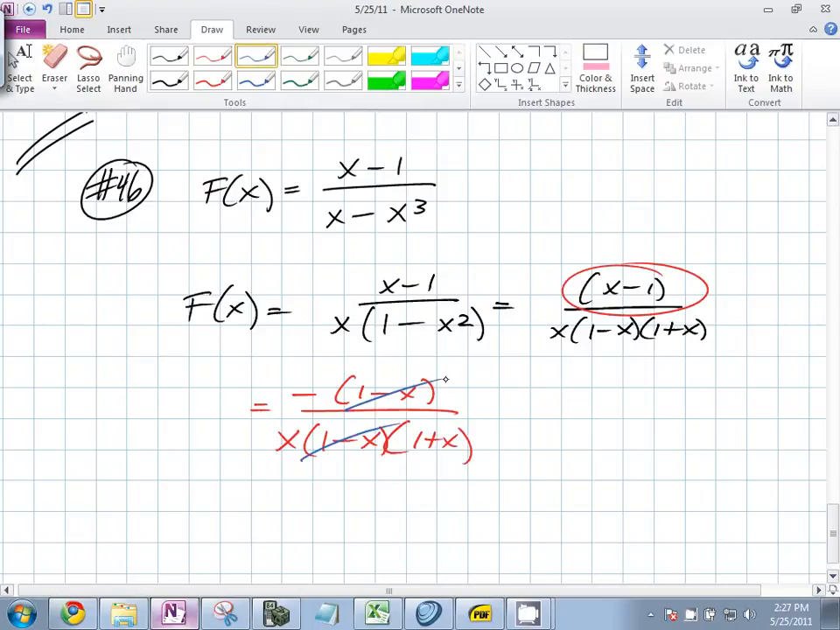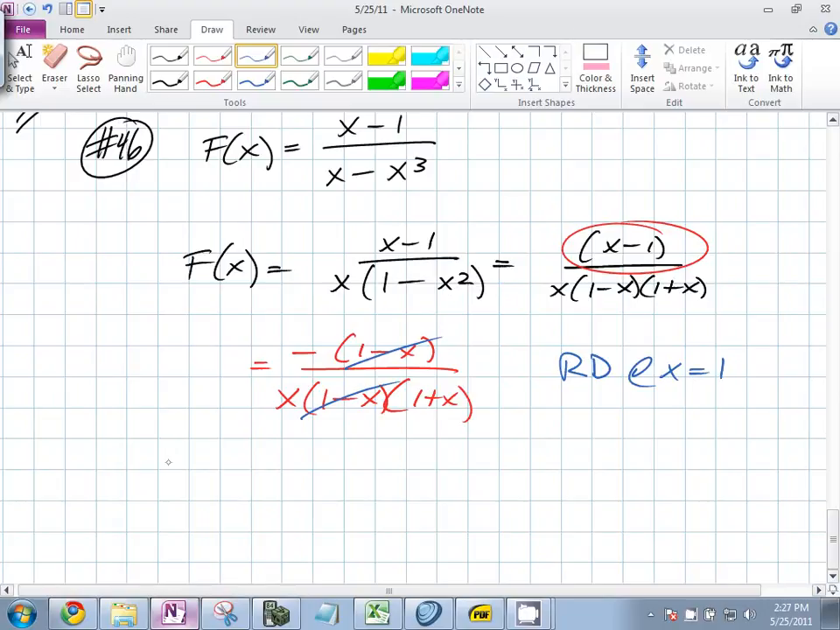So actually there's a removable discontinuity at x equals 1. We haven't changed anything. I just factored out a -1. So what does that tell us? Where are the vertical asymptotes? x equals -1 and x equals 0. Any other asymptotes? What did this simplify to? -1 over x times 1 plus x.